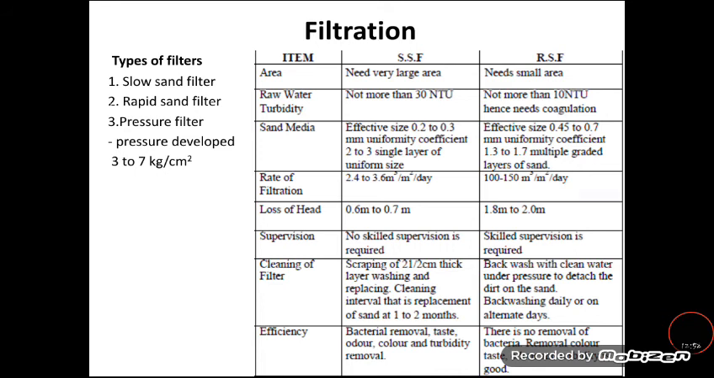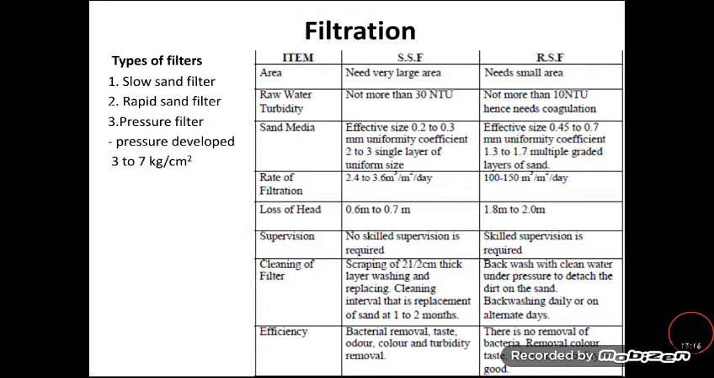So here the types of filters are slow sand filter, rapid sand filter and pressure filter. In the pressure filter, the pressure developed is 3 to 7 kg per centimeter square. This tabulation indicates the difference between the slow sand filter and rapid sand filter.